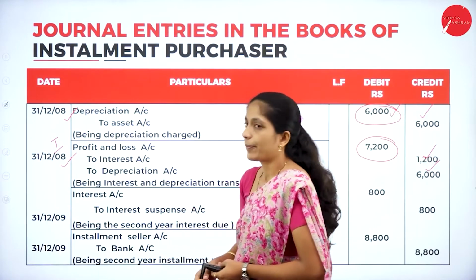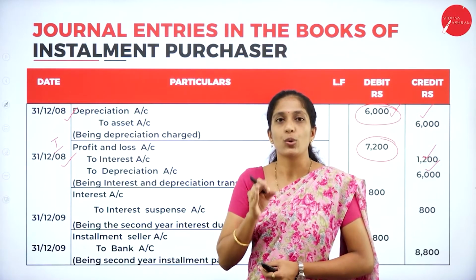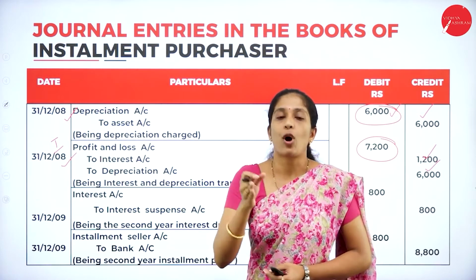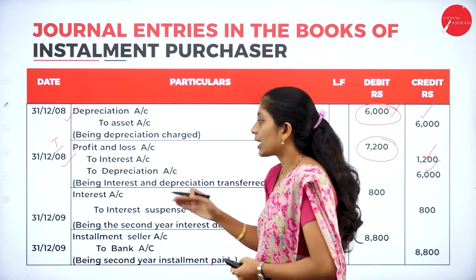Now come to the second year. In the second year, we are not having 2 entries, that is purchase of asset as well as down payment made, because we have already made them in the first year, right? Now come to the second year.